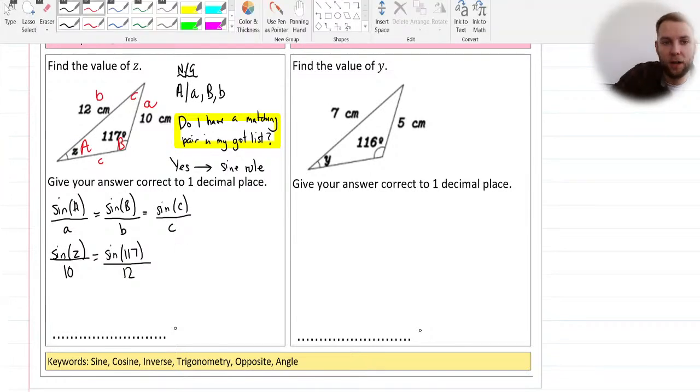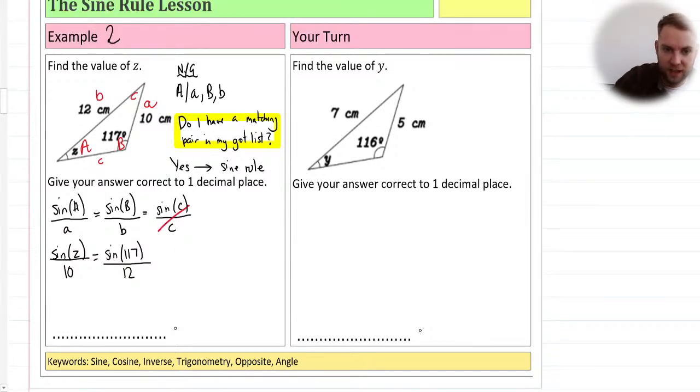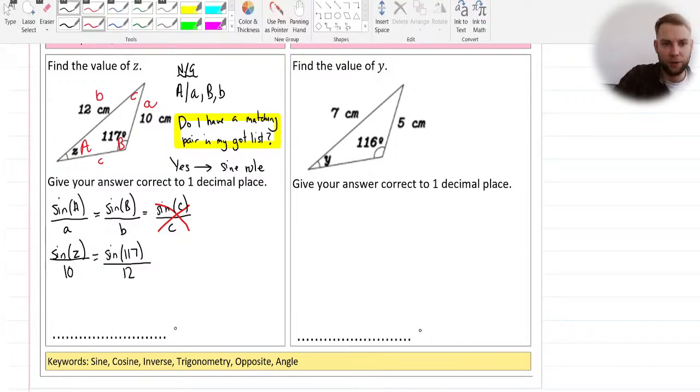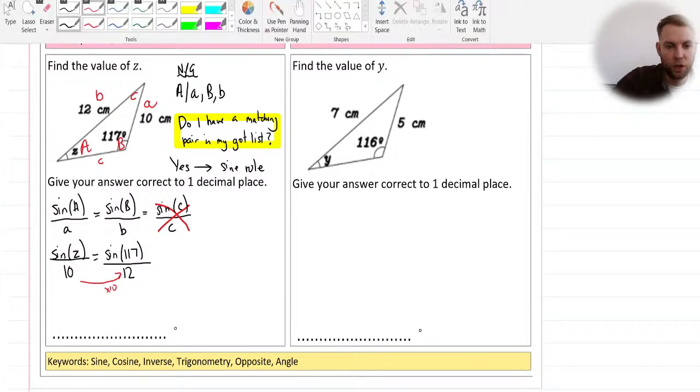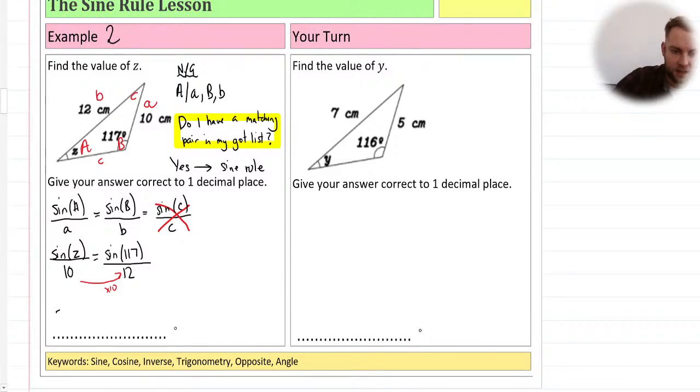You can see that I'm not involving C, so let's cross off C there. I haven't got any C's involved, so I'm getting rid of that. Brilliant. So the next thing I need to do is to get rid of this 10 on the bottom. And I do that by timesing by 10, which gives me sine of Z is equal to sine of 117 over 12 times by 10.